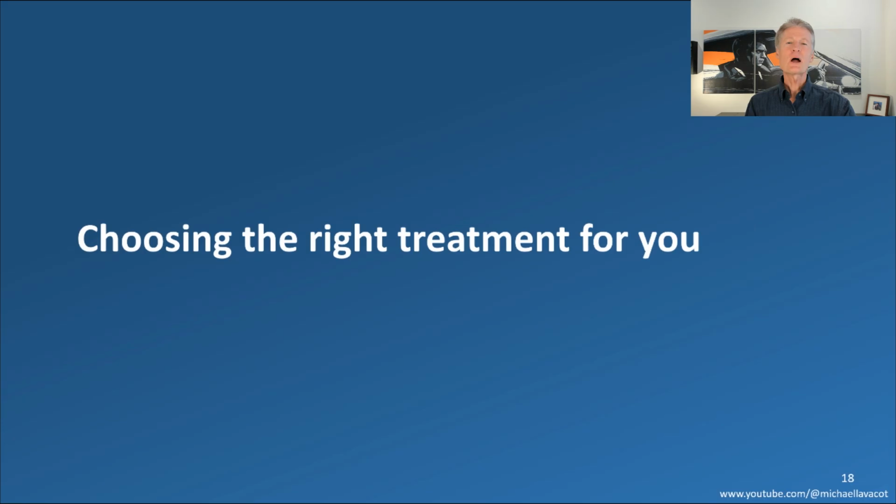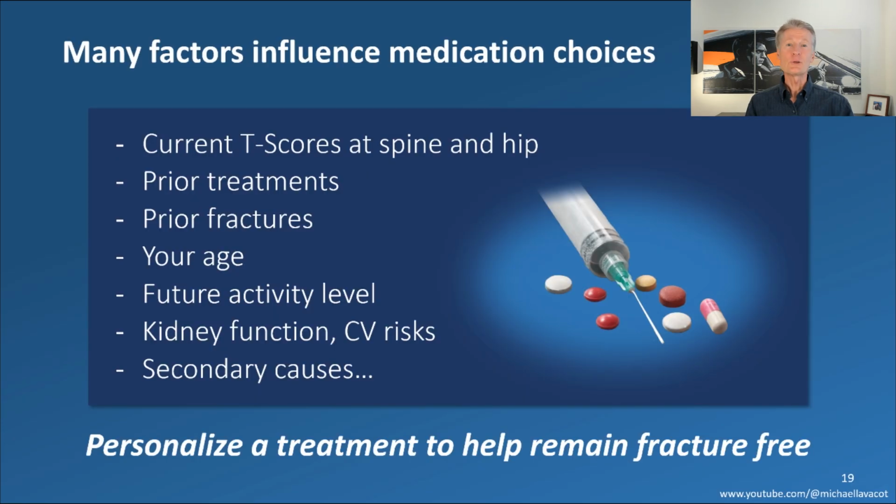All right, so let's talk about choosing the right treatment for you. There are lots of different factors that influence which drug you're going to take. You're not just going to say, just give me the best and I'll stay on as long as I can. No, you can't really do that. What you need to do is look at your current T-scores at your spine and your hip, because these medications work differently depending on which drug you're using. Where you start will determine what drug you're going to start on. And I'll show you examples.